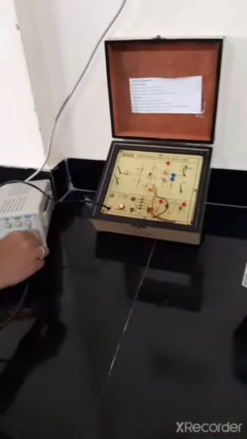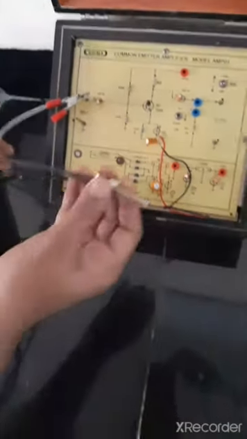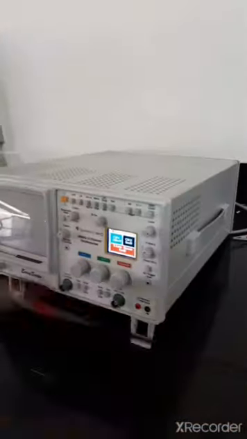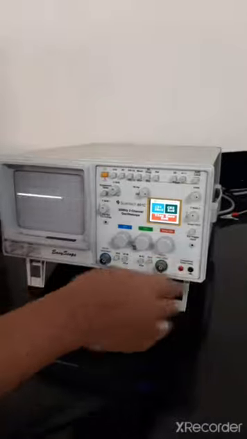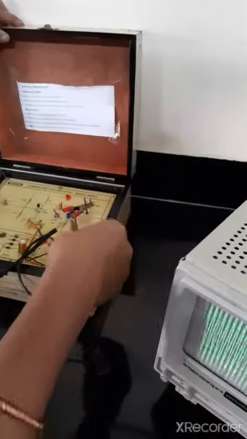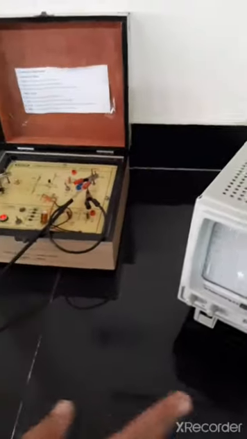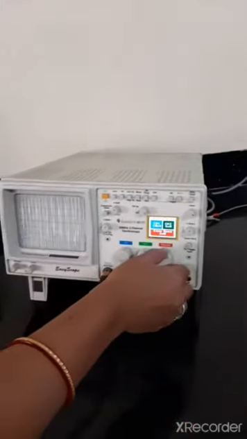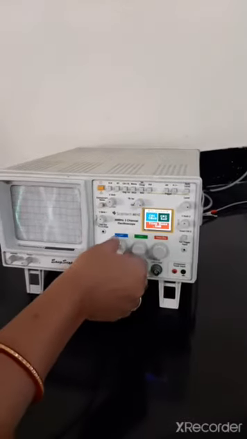Now connect this input to our circuit diagram. Here is our input. This red is connected to the base of the transistor and this black is to the ground. Now to observe the waveforms, we need to connect our output to the CRO. Connect this red one and here black. Now see on CRO, here we get the amplified signals.